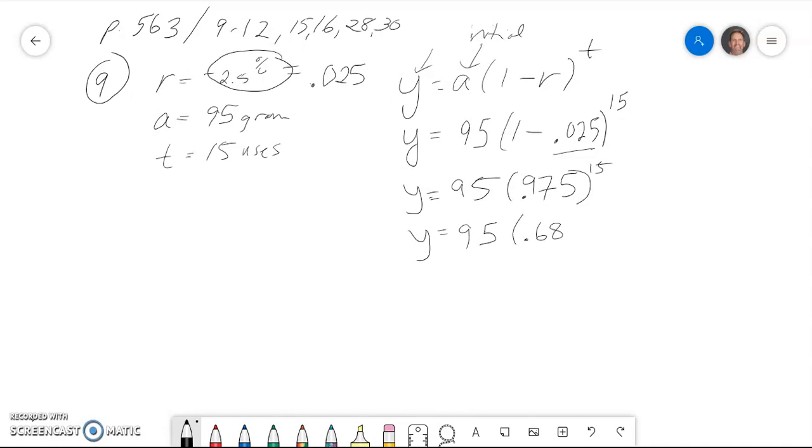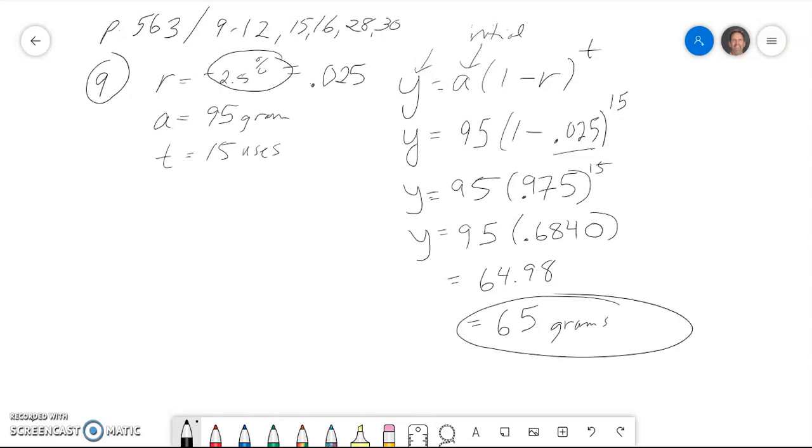That would give me 0.6840. And then I multiply that together with 95, and I would get about 64.98. Obviously, you would round that to the nearest whole number. So about 65 grams of soap would be left after 15 uses. And by the way, this was a multiple choice in the homework, so that was answer C. All right, hopefully that helps on that one.